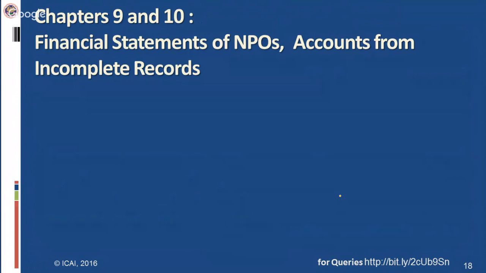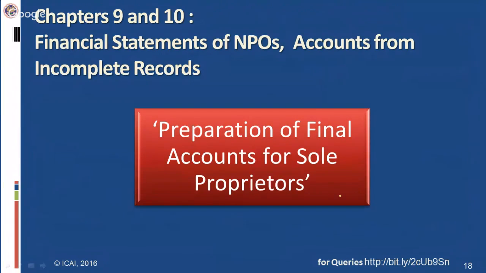Chapter 9 and 10. Chapter 9 is financial statements of NPOs. NPOs are non-profit organizations, and accounts from incomplete records. Chapter 10. These two chapters are very simple. The entire contents of the chapters are mainly based on the preparation of financial statements of business entities and individuals, which you have already studied thoroughly in either graduation or foundation, in CPT. Preparation of final accounts for a sole proprietor.